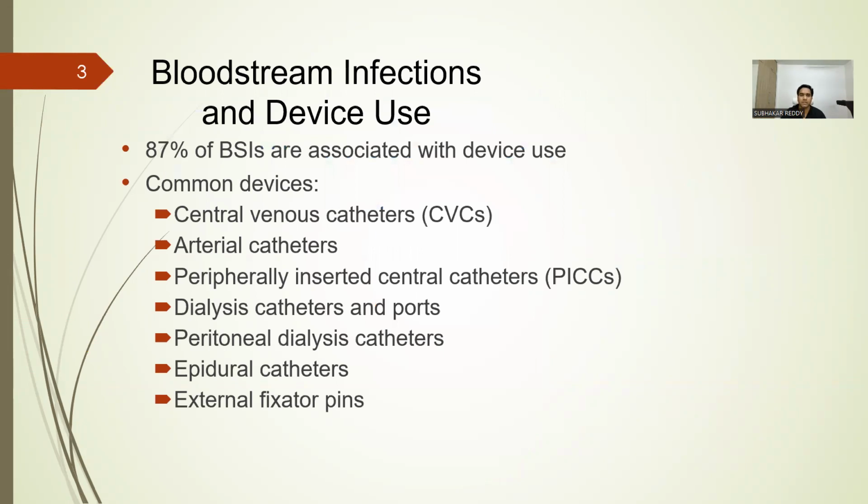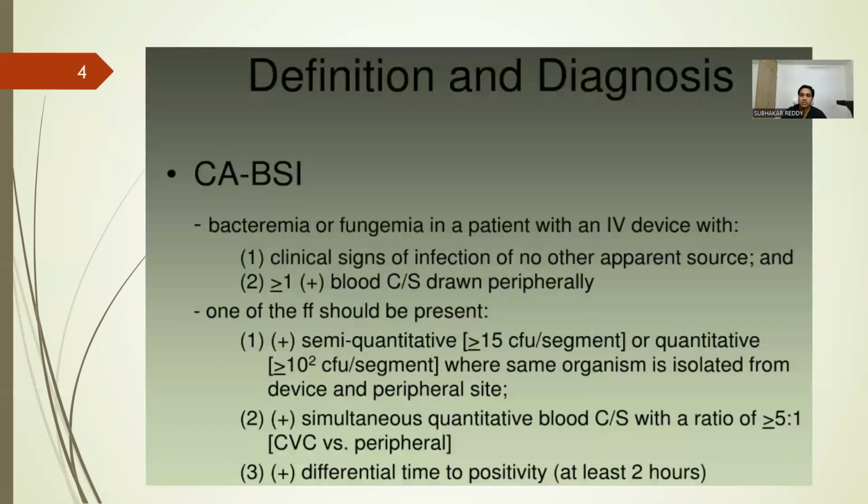Coming to bloodstream infections and device use, 87% of bloodstream infections are associated with device use. Common devices used are CVC, arterial catheters, HD sheets, peritoneal dialysis catheters, and external fixators and pins used by orthopedics and other departments. So, what is the CA-BSI definition?